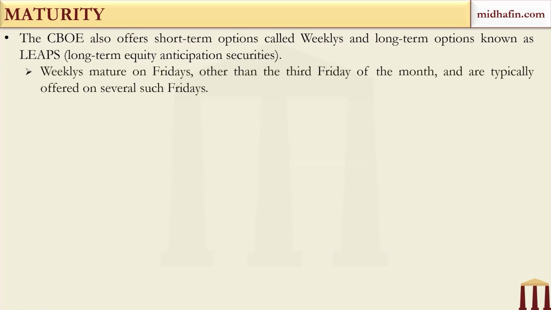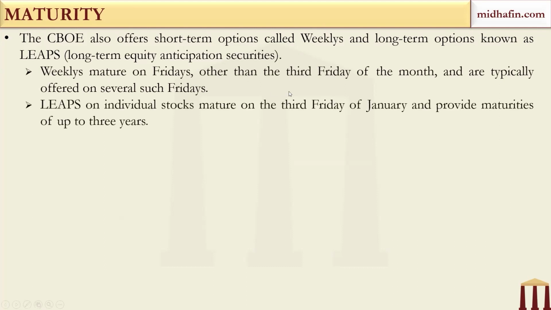Okay. So here the details have been given, which I have already explained. So weeklies mature on Fridays other than the third Friday of the month, and that are typically offered on several such Fridays. LEAPs on individual stock mature on the third Friday of January and provide maturities up to 3 years. They can have maturity extending up to as long as 3 years for LEAPs.